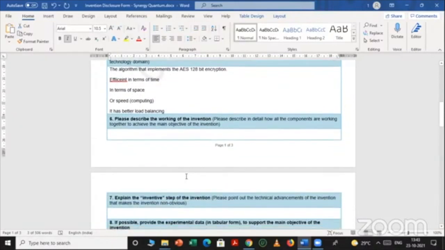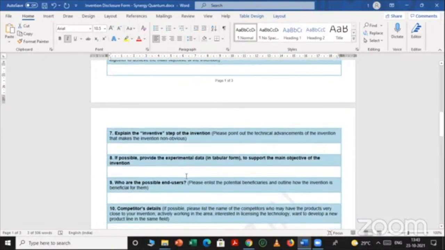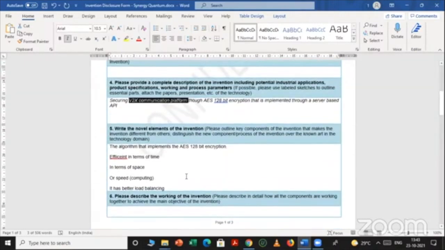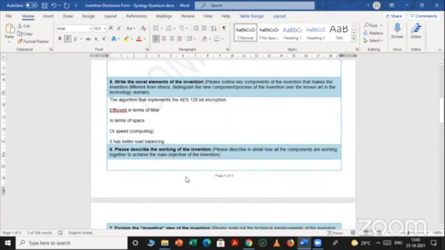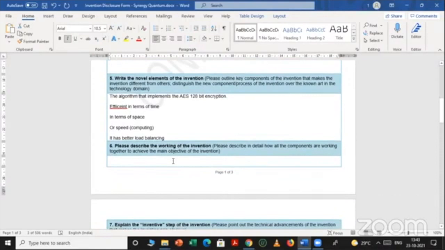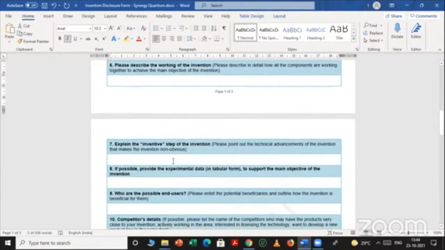Then the seventh point is the inventive step of the invention. You have already described the novelty of your invention. You have already described the working of the invention, how it will work in a system or how it will work in the real world. Now you have to tell the inventive step of the invention.